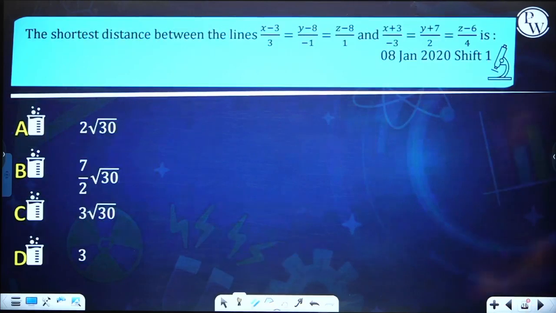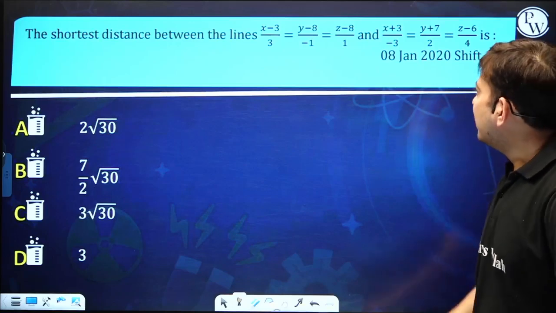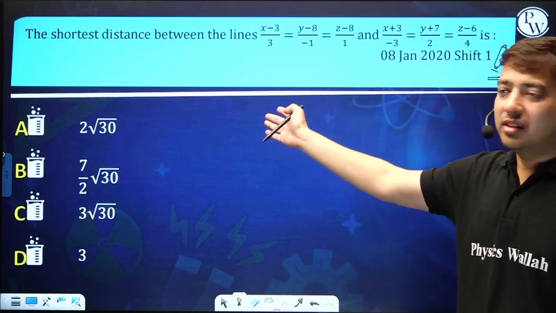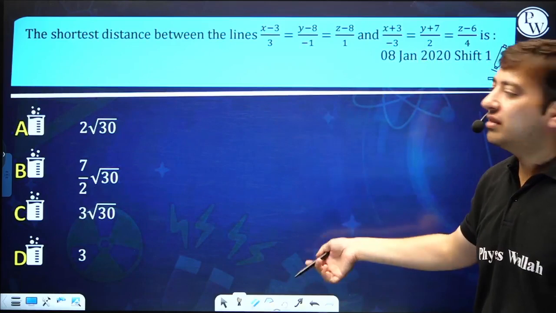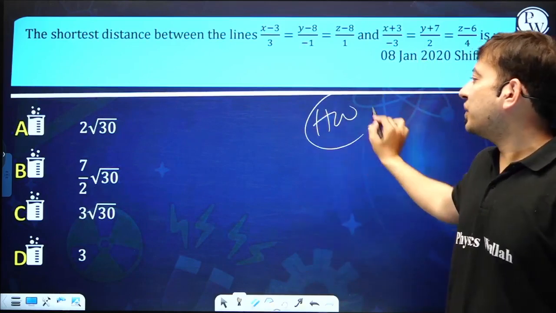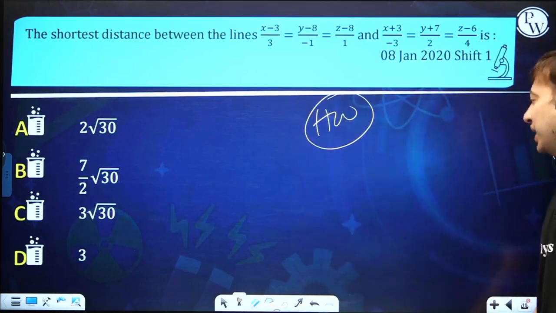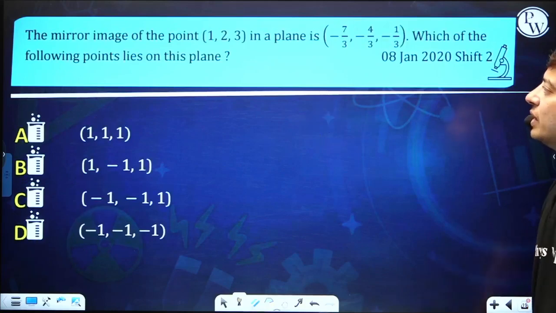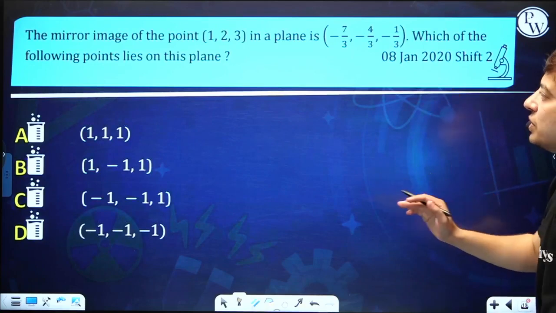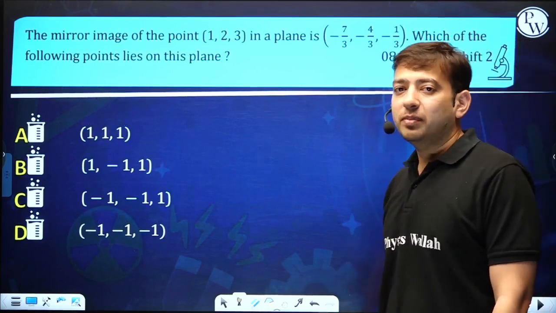Okay. Next. The shortest distance. Now, sir, what is there? Just convert into vector form and get the answer. Direct formula based questions, I'm telling you. Next. The mirror image of the point in the plane is this. Which of the following points lie on this plane?